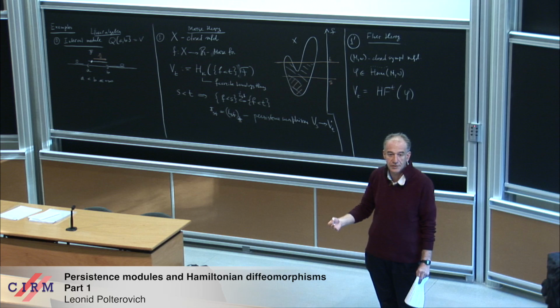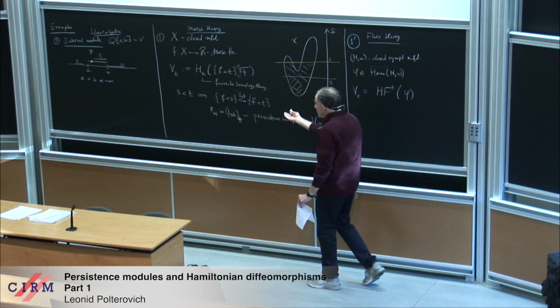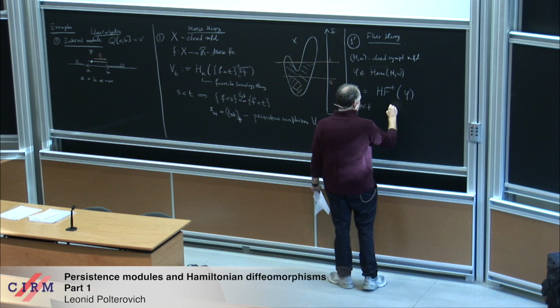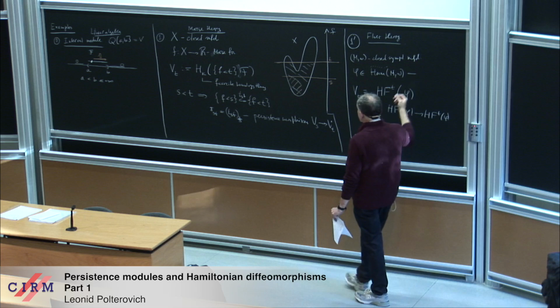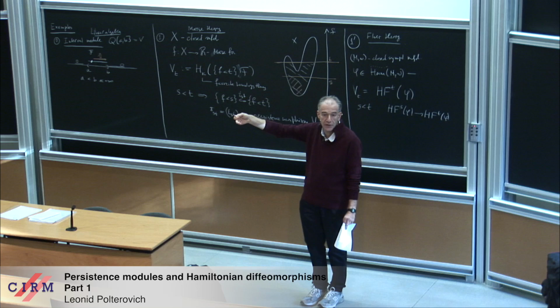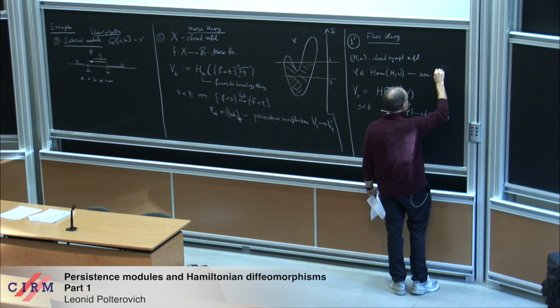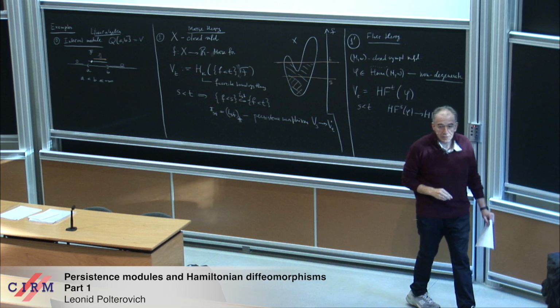Okay, and then persistence morphisms, natural morphisms, so when S is less than T, you have maps HF^S of phi to HF^T of phi. Okay, and so now in order to have a nice theory, I have to impose some extra condition on phi just to have this finiteness. So I assume that it is a non-degenerate map, so all periodic orbits of interest are non-degenerate in the dynamical sense.